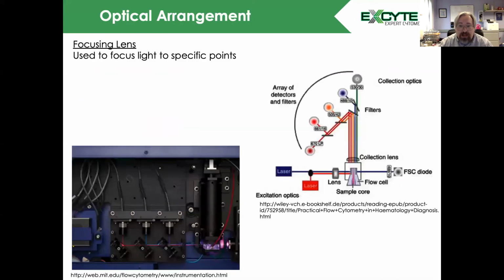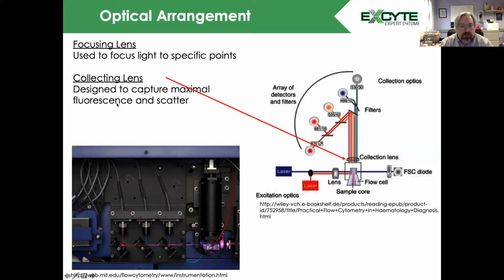Now, if we take a look at an optical arrangement shown here, we have focusing lenses. These focusing lenses, shown here, help us shape the light and focus light in our flow cell, the optimal point where our lasers can interact with our cells. We also have collection lenses, shown here, and these collect the light and focus the light and transmit it to our collecting optic.